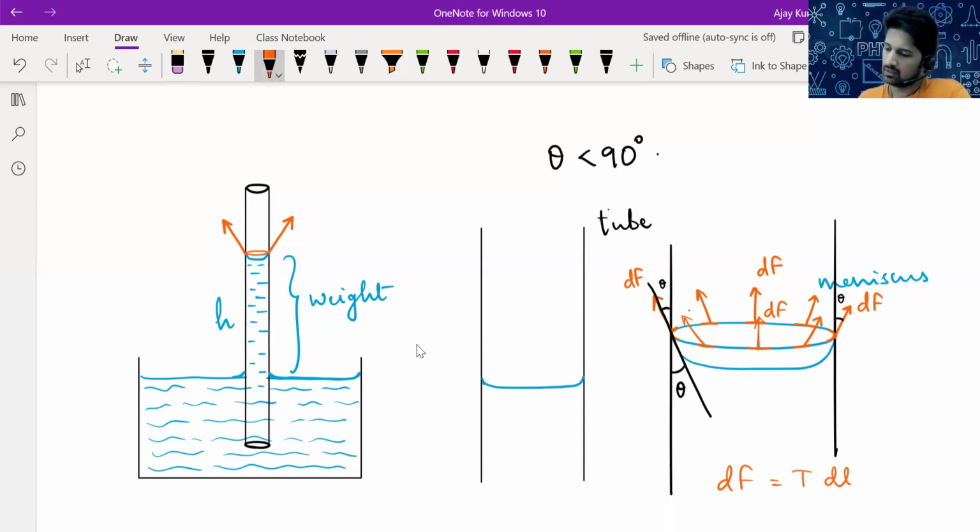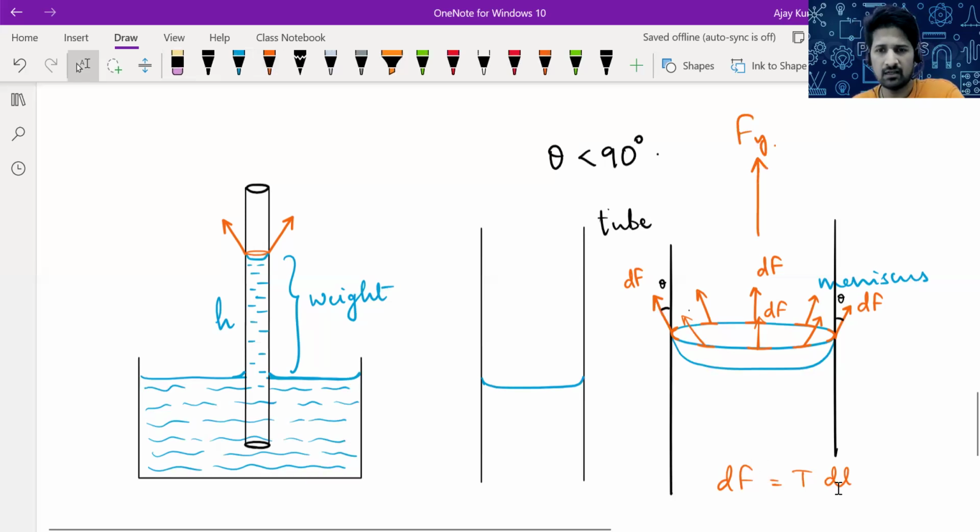Can one of you tell me what will be the direction of resultant of all these forces due to surface tension on the surface? Just the direction of resultant. Upward, sir. Correct. So the total force due to surface tension on the meniscus is acting in the upward direction. Let's call it Fy. We need to derive an expression for it first.